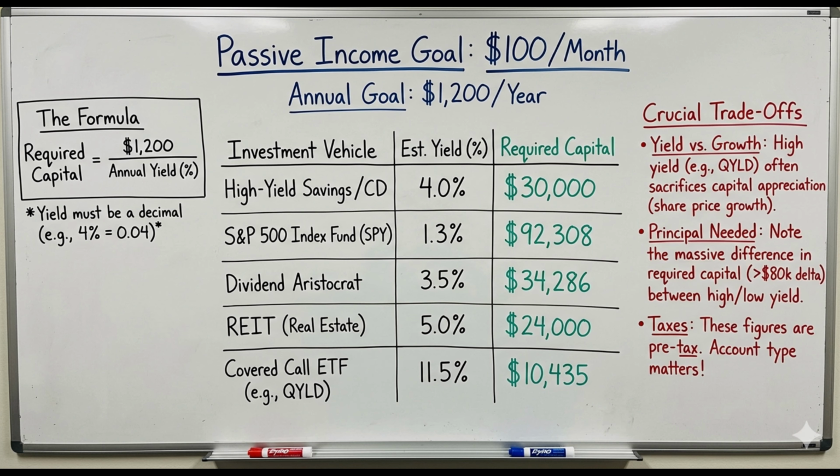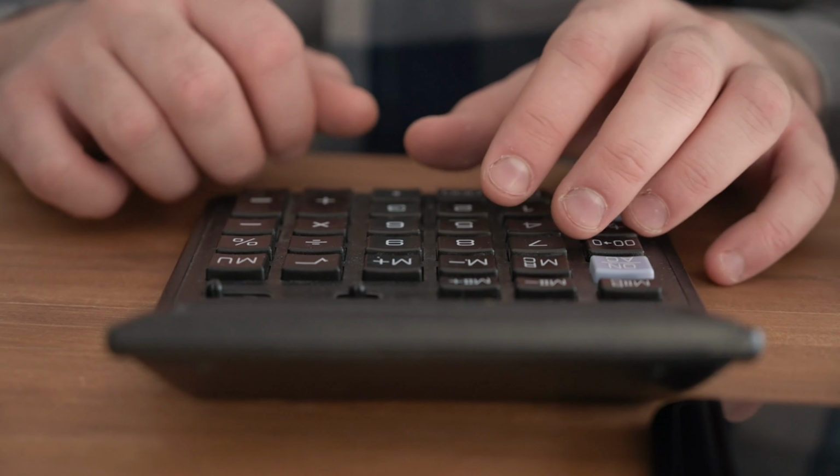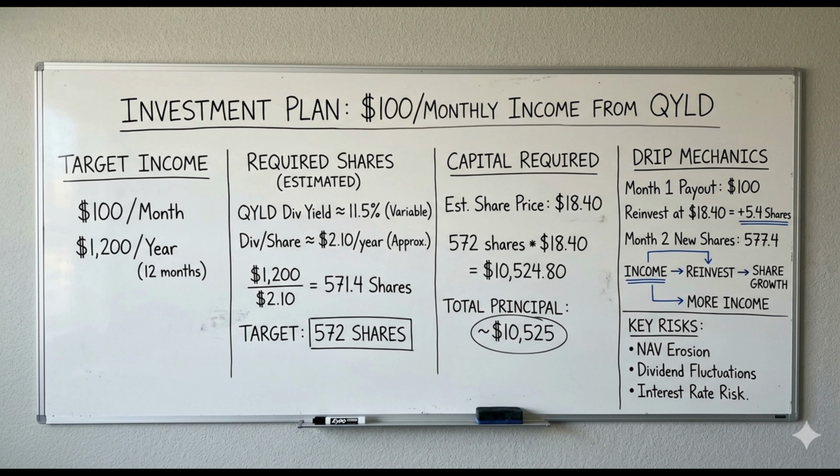Next, we look at how much QYLD pays per share. QYLD currently pays around $2.10 per share per year in dividends. Now we divide. $1,200 divided by $2.10 per share equals about 571 shares needed. So you would need roughly 571 shares of QYLD to reach your income goal.